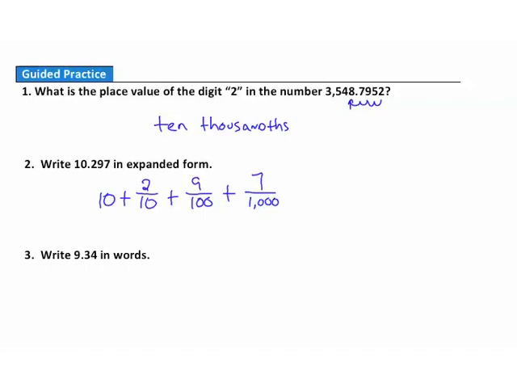Question 3. Write 9.34 in words. We start by writing the word 9. We get to the decimal point, we write the word and. Then we're going to write the whole number, which is 34. And we look at the place value of that last digit, and that 4 is in the hundredths place. So this is hundredths. So we have 9 and 34 hundredths.